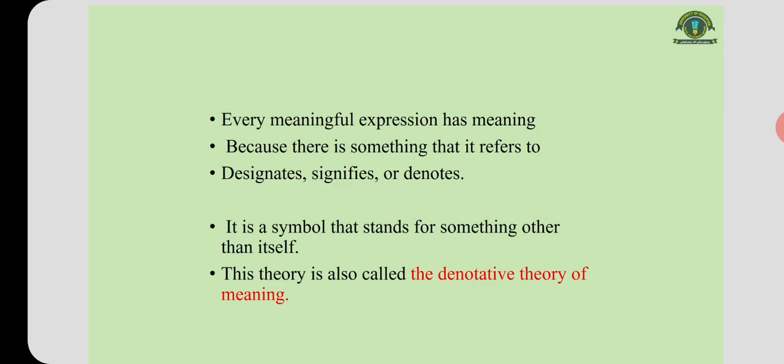So there are different correlated ideas in the referential theory that give us the reference. One word is always referential for another word. One expression gives us the reference of another expression. One thing leads us towards another thing. It is a symbol that stands for something other than itself. This theory is also called the denotative theory of meaning because it denotes things according to their meaning. It denotes the words and expressions, and what the context was, what the contextual parameters were behind that thing.